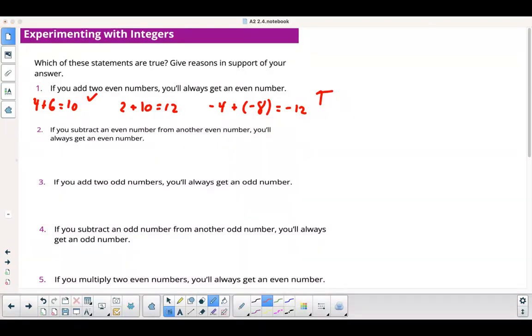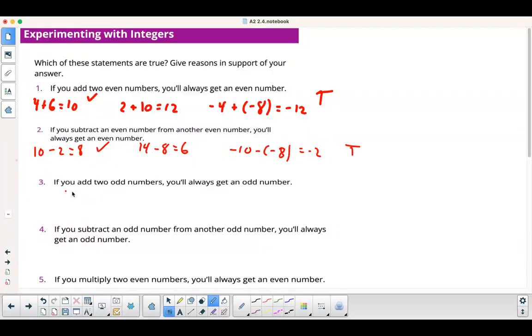Next one. If you subtract an even number from another even, you always get an even number. Well, let's try a couple. Even minus even equals even. That works. That works. And then try some negatives. Negative 10 minus negative 8. So that becomes plus 8. That gives me negative 2. It looks like they're always even. I'd say that's true.